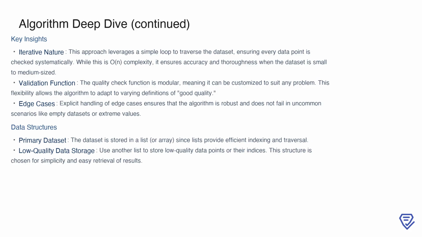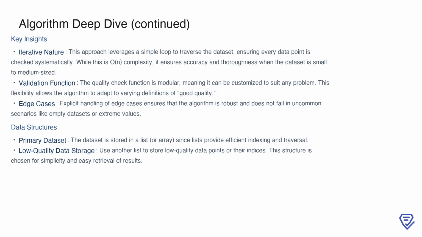Since the quality check is encapsulated in a separate function or condition, it can be easily customized for various definitions of good quality. This flexibility allows the algorithm to adapt to a wide range of problems. Robustness is another critical aspect, achieved through the explicit handling of edge cases like empty datasets or extreme values. By addressing these uncommon scenarios, the algorithm avoids failure in edge conditions.